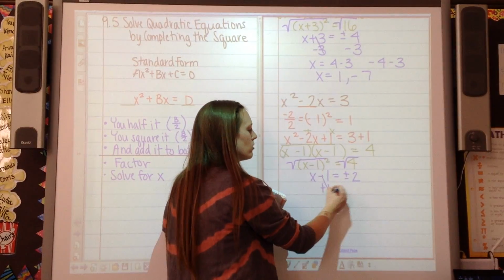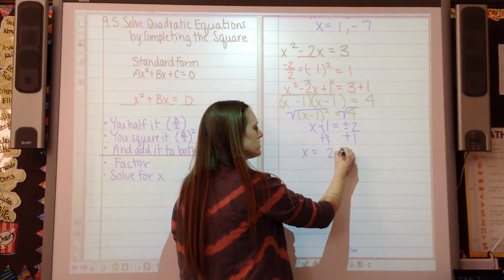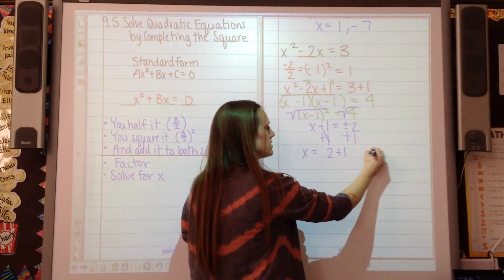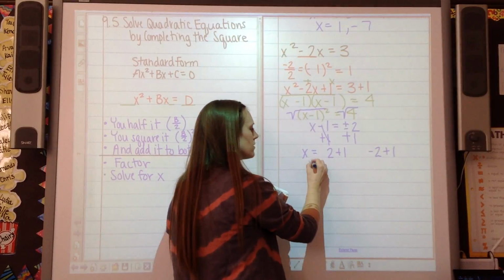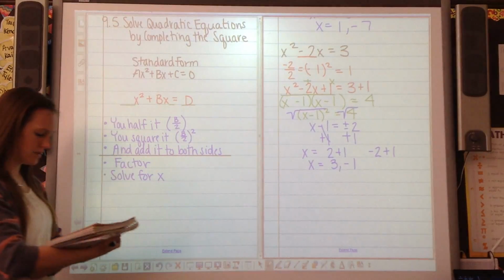So when I bring the 1 over, I create 2 problems. I have 2 plus 1, and then my other problem is -2 plus 1. So 3 and -1 are my answers.